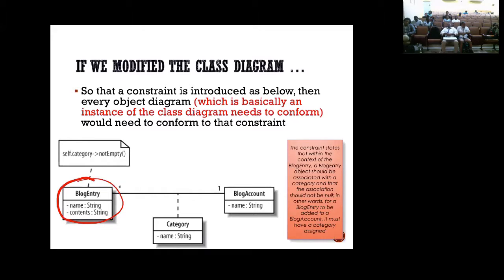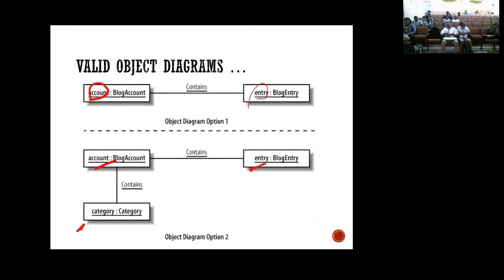Okay. So this is self.category, not empty. It means that the set of elements in category cannot be empty. There must be categories. Understand? If we look back at this diagram, if that constraint is there, then this diagram would be incorrect. Only this one would be correct. Right?